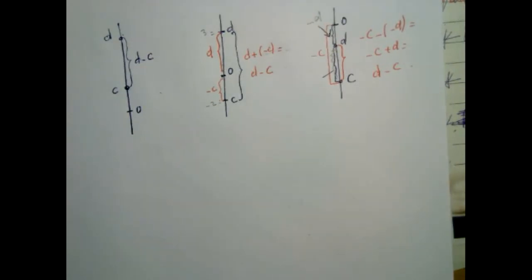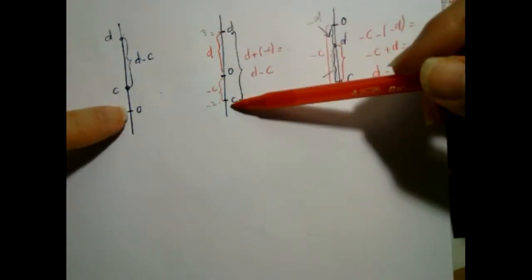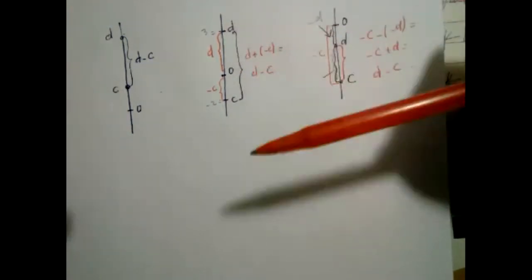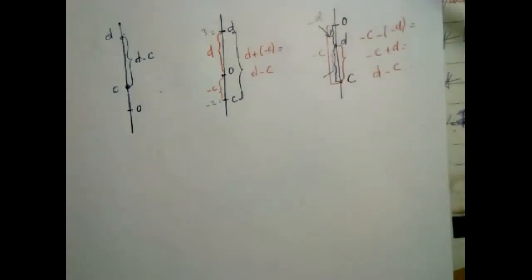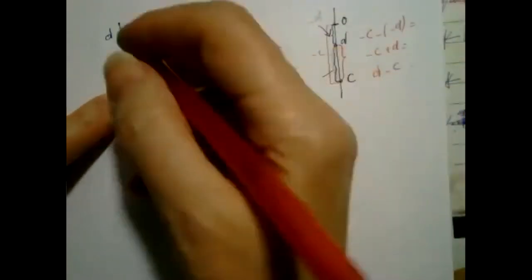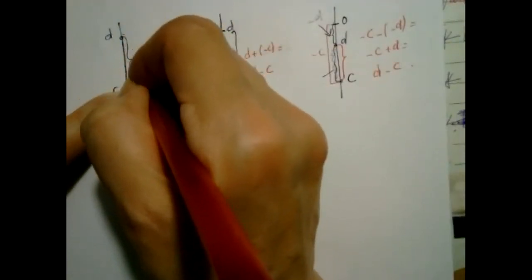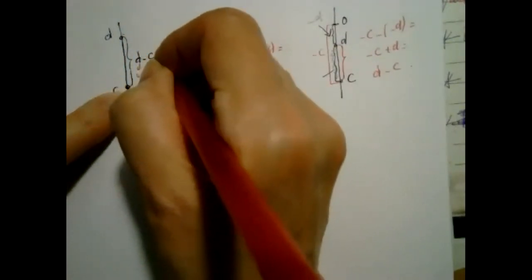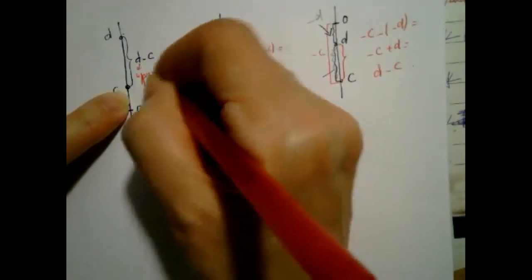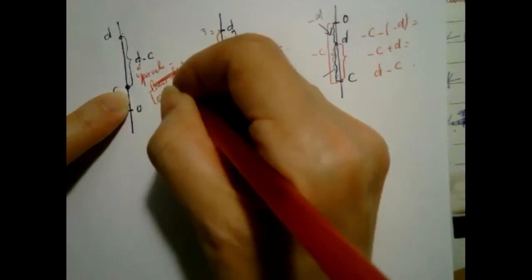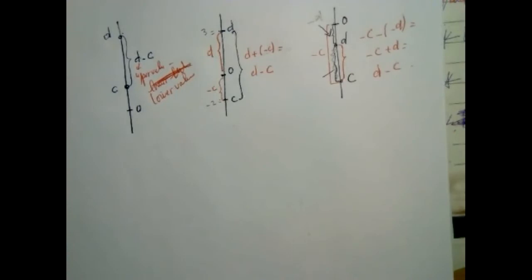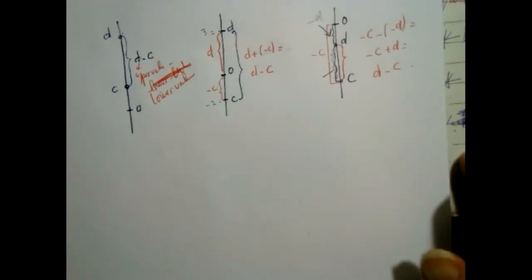So what is the conclusion? If you have 2 points on the vertical line, the distance between them, regardless how they are located, above the x-axis, below the x-axis, one above, one below, is always the upper value minus the lower value, regardless of their location. And this is the idea that we're always going to use.